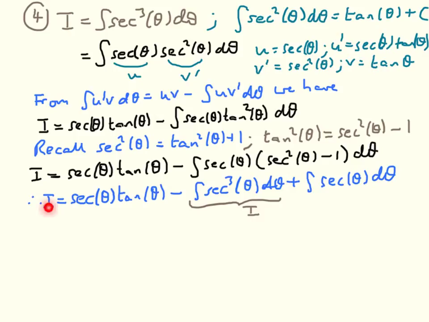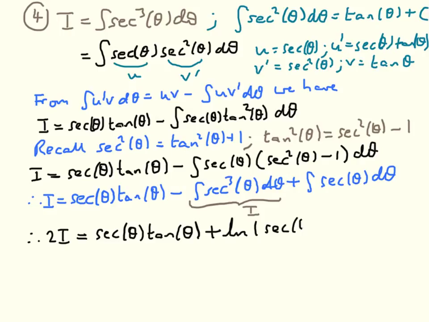So taking this over to here is going to give us twice our initial unknown integral is equal to sec theta tan theta plus, and now the integral of the second function is the logarithm of the secant of theta plus the tangent of theta, and now I'm going to write an integration constant, because otherwise on this side there would be no hint of the ambiguity which is present here.